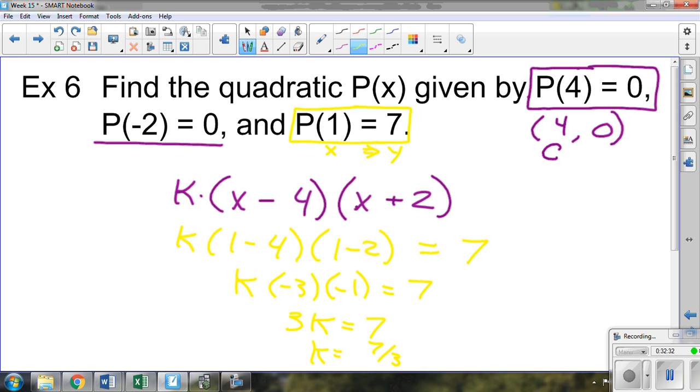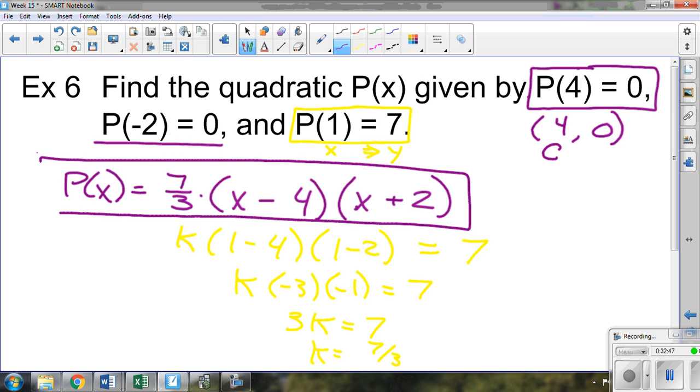Which is nice because now we can replace the k with the number we know it has to be, and we have our factored form. P of x is equal to all this stuff in the purple. We have an equation. We have the factored form for the quadratic. If we wanted it expanded, we could expand it using FOIL and then combine our like terms, get our cross product term, and put it all together, and we're good to go.